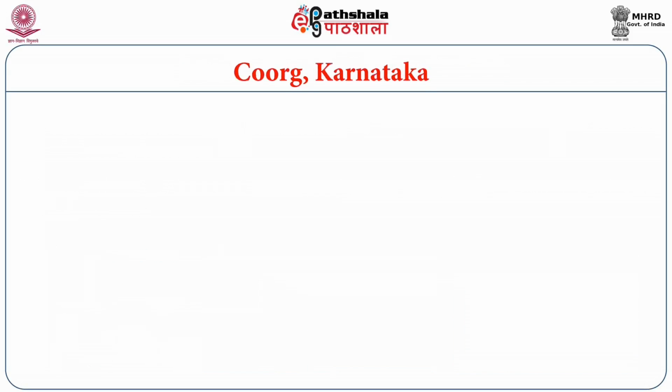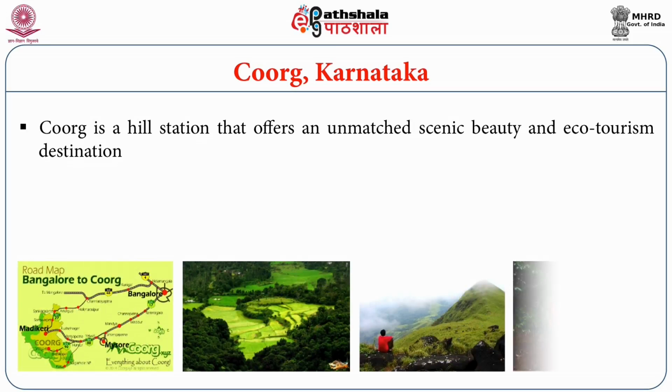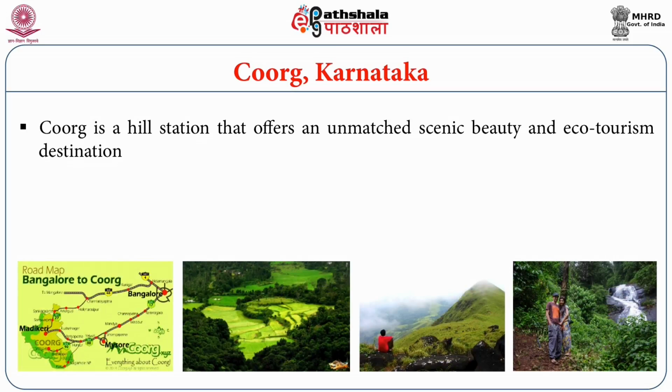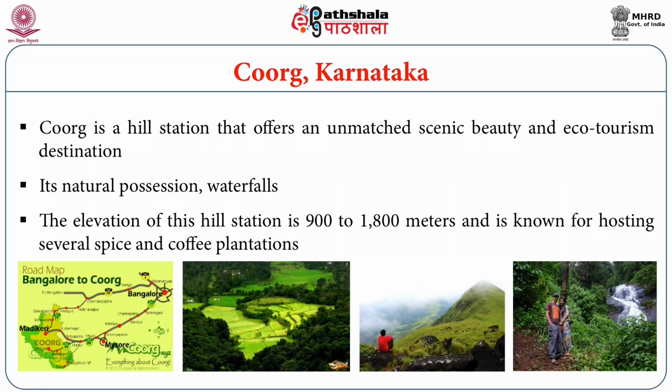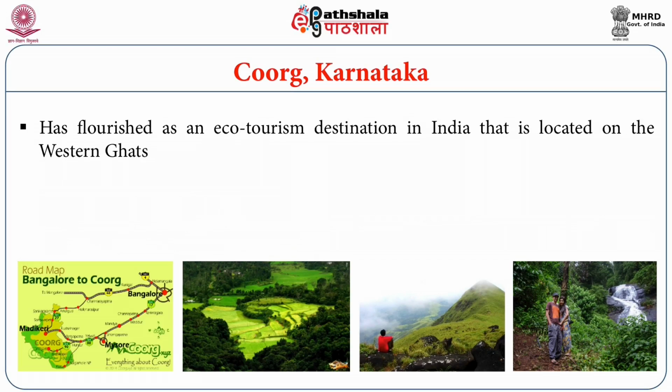The state of Karnataka also boasts of being an ecotourism state, and it has a few places to offer to ecotourists, among which Coorg is an important hill station that offers unmatched scenic beauty and is an ecotourism destination. Its natural possessions and the waterfalls really take the tourists' breath away. The elevation of this hill station is 900 to 1800 meters and it is known for hosting several species and coffee plantations. It has flourished as an ecotourism destination in India, located on the Western Ghats.